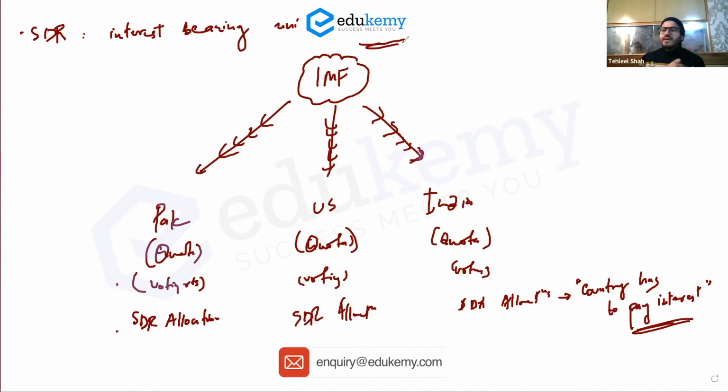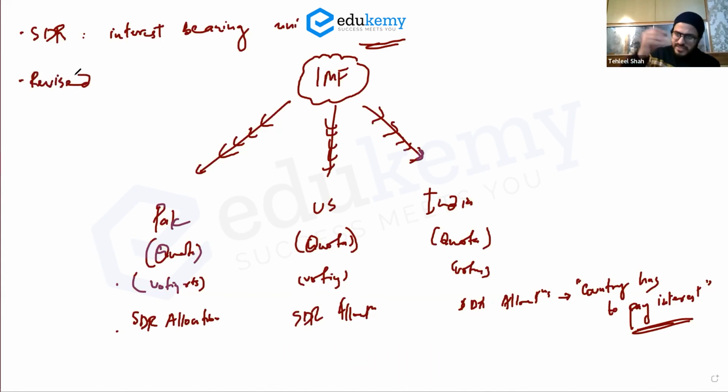And that quota is revised. SDR allocation is revised every 5 years. So every 5 years, the IMF will decide whether or not we'll have to increase the SDR allocation or decrease it. It is revised every 5 years.